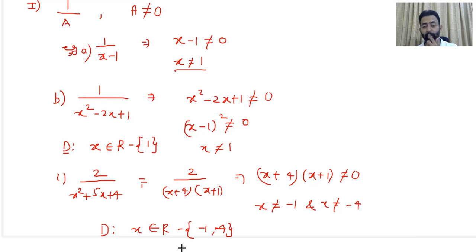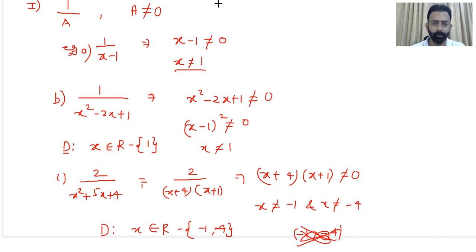Remember I told you that particular values should be written in curly brackets. If I write minus 1 and minus 4 in parentheses or square brackets, it indicates all the values lying between minus 1 and minus 4, so minus 2, minus 3, minus 2.1, all these infinite numbers will be included. So this is not equal to this. Only minus 1 and minus 4 are not allowed, so you need to use curly brackets.